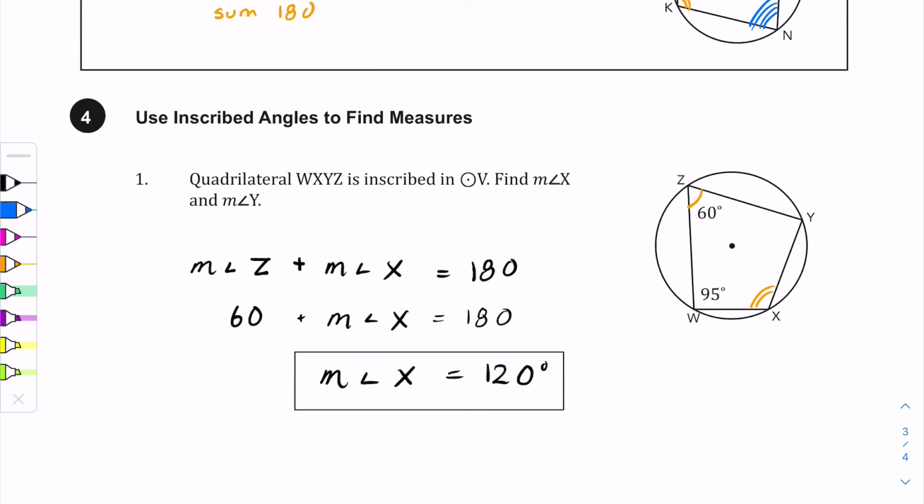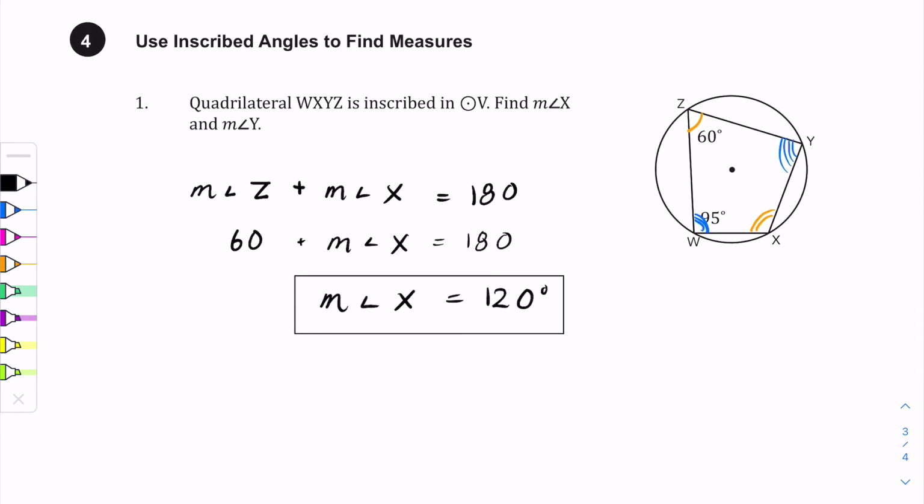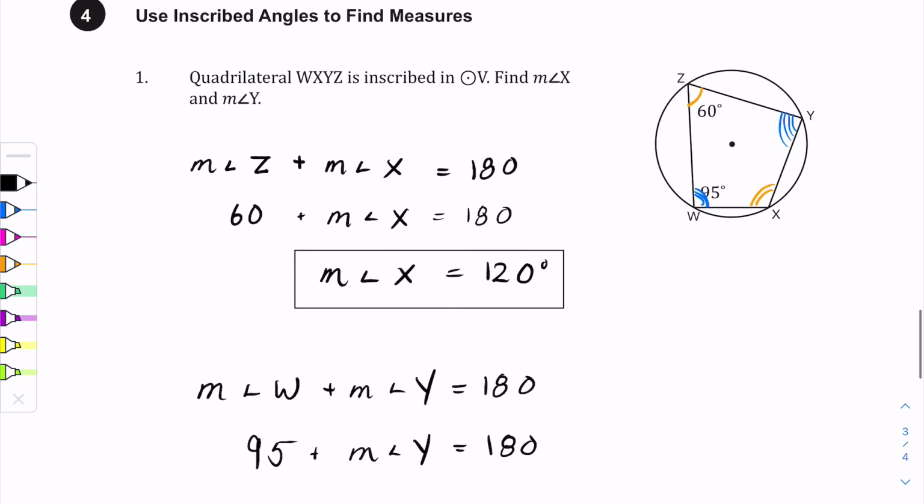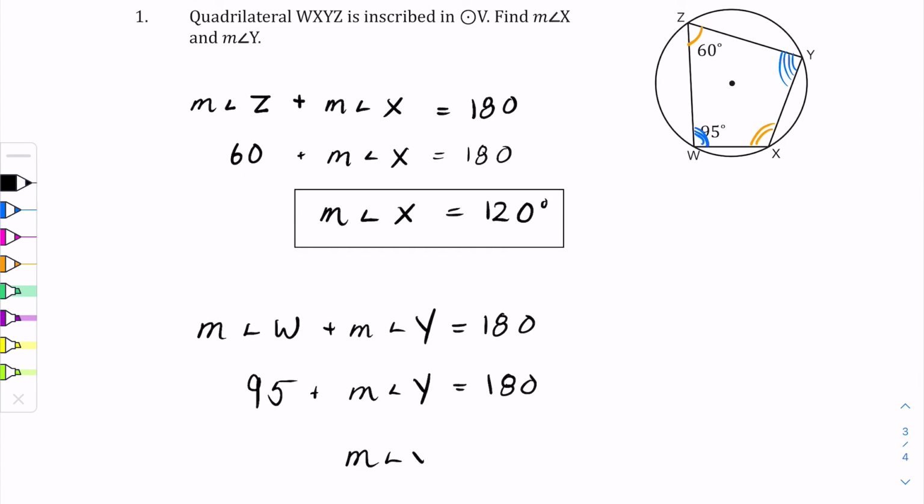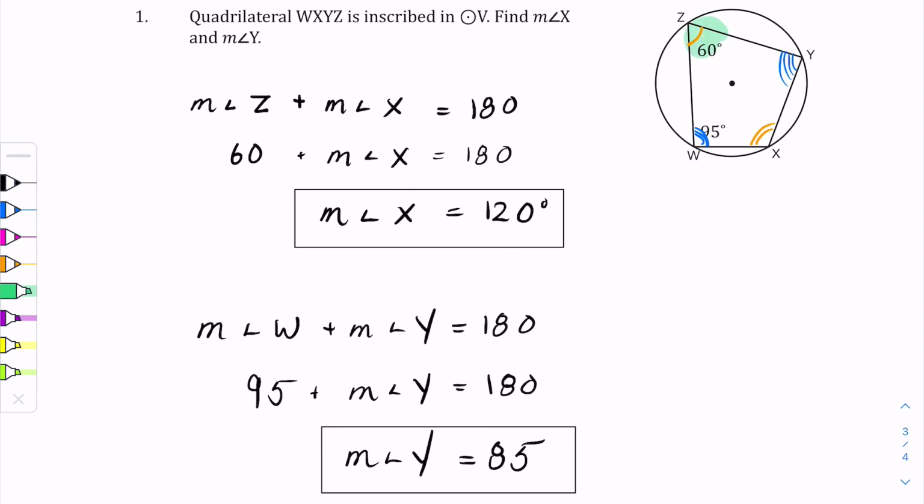Now let's take a look at angle W. So if angle W is 95, we know that angle Y must make up our supplementary angle. So we know the measure of angle W plus the measure of angle Y is equal to 180. That tells us that 95 plus the measure of angle Y equals 180. Subtract 95 from both sides, and the measure of angle Y is equal to 85 degrees. And you can double check that, of course, by just substituting it back into a calculator and making sure that your two angles, such as 60 and 120, sum to 180.